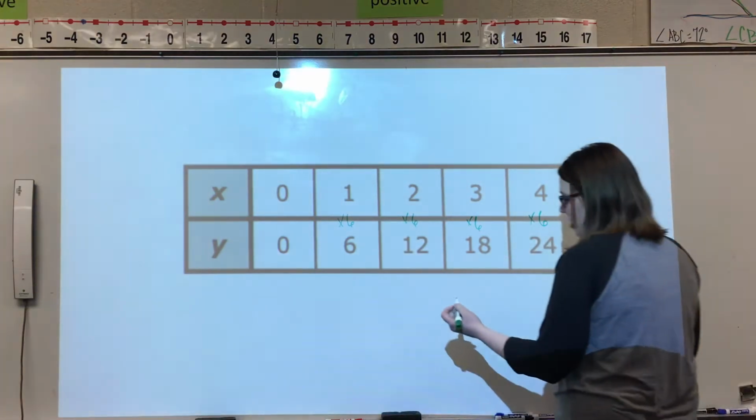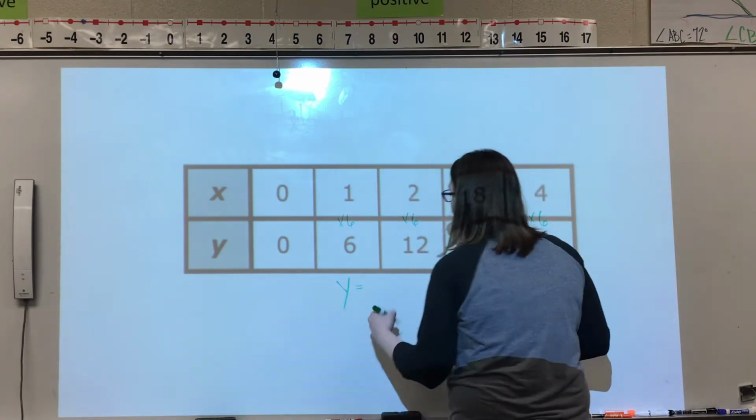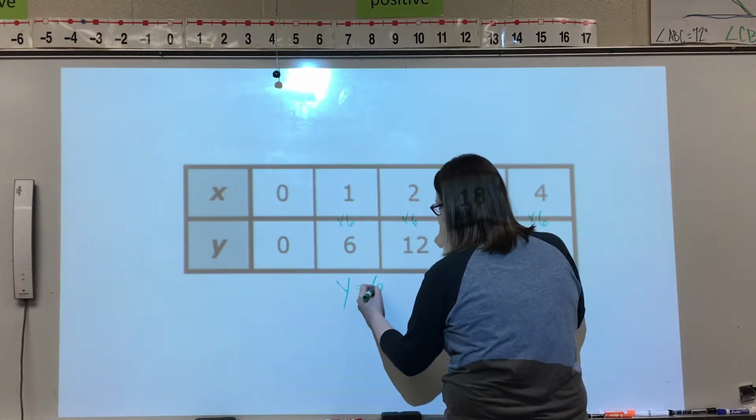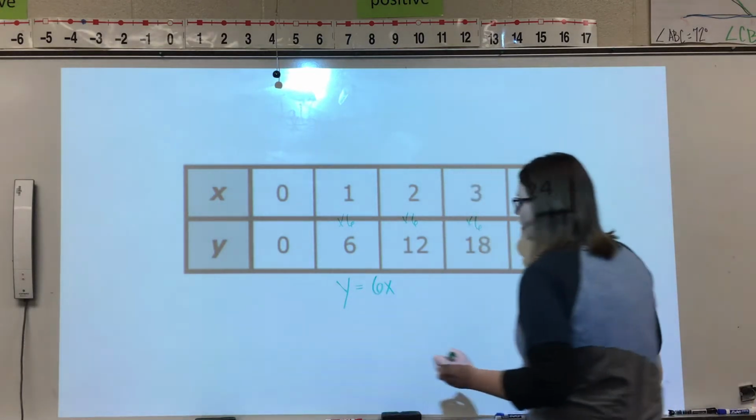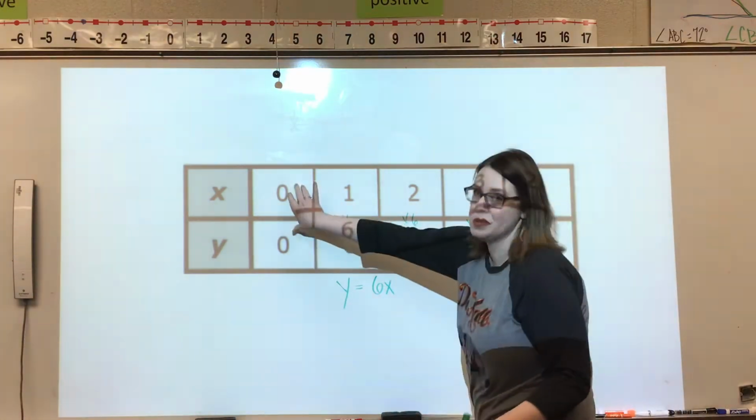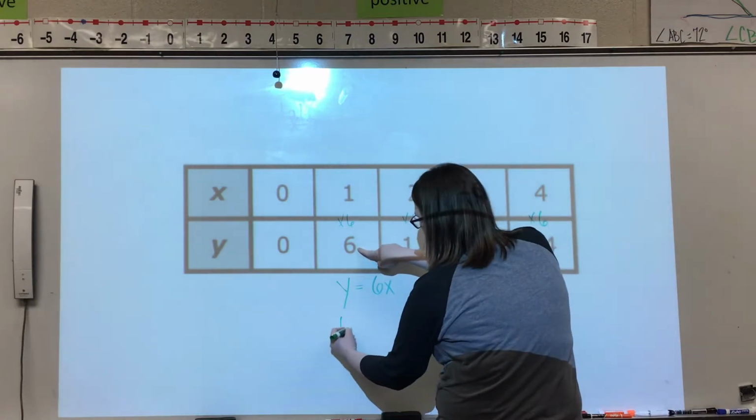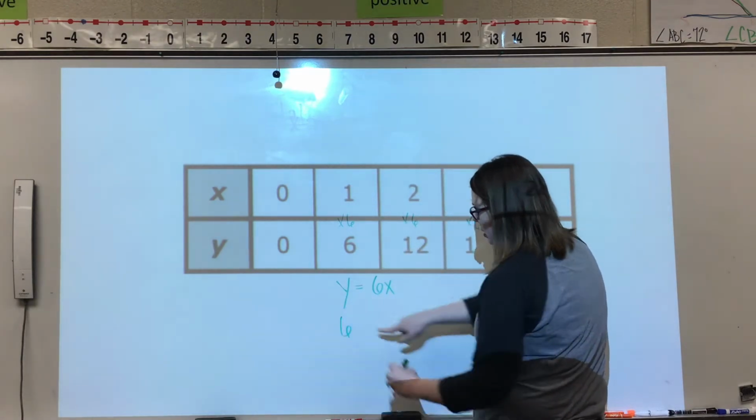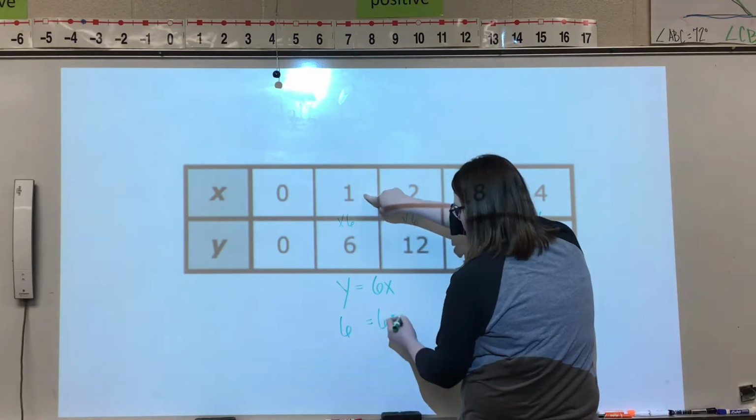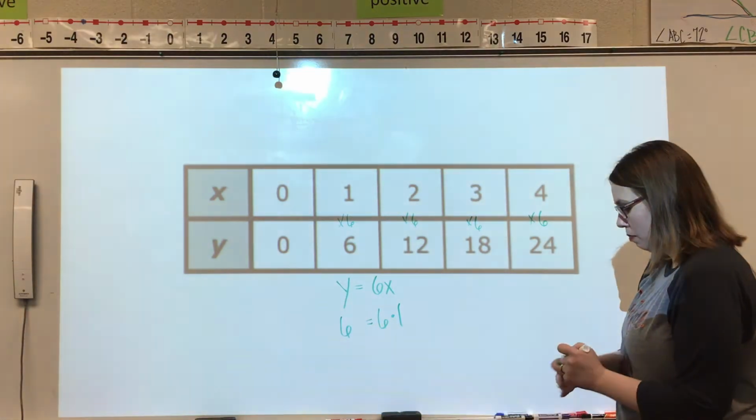And so when we write that, we start with y equals whatever I'm multiplying or dividing by, in this case 6, then x. So if I want to test it out, just to make sure I'm right, I'm going to start with not 0, 0, but I'll start here. So I'm going to say my 6 for y equals 6 times, and my x was 1. So that does check out, so I know I've written my equation correctly.